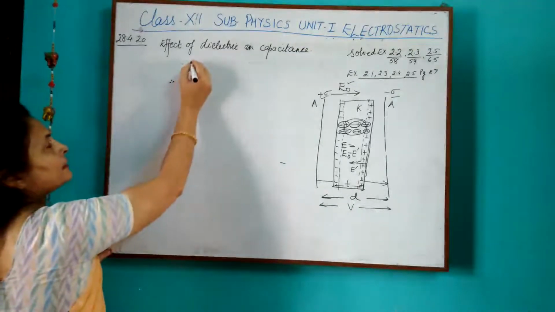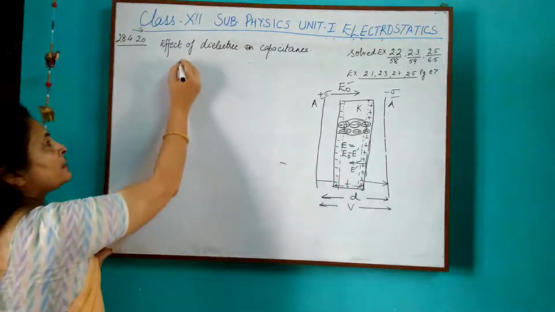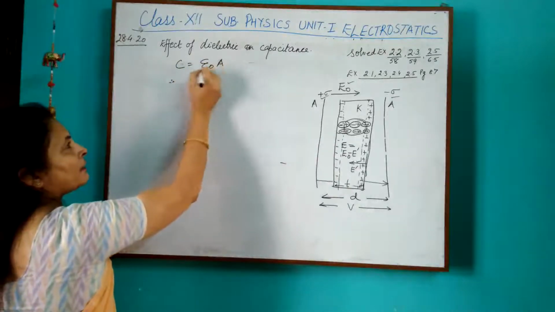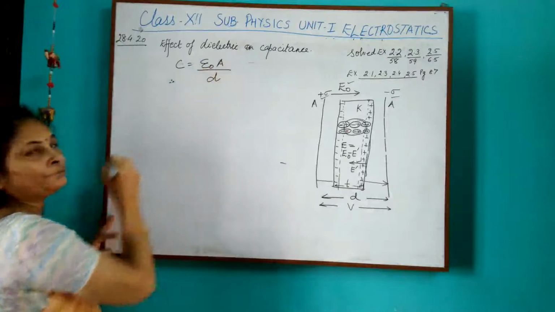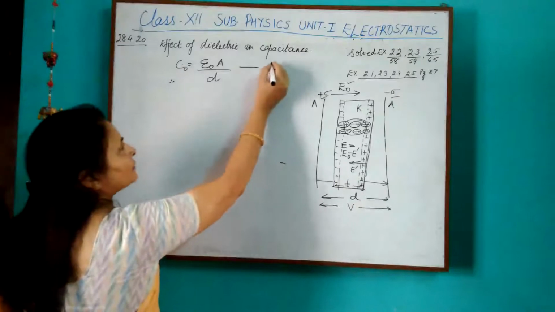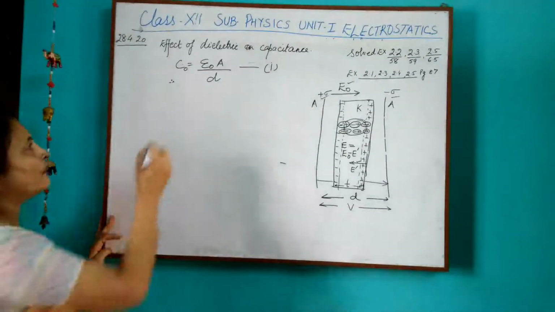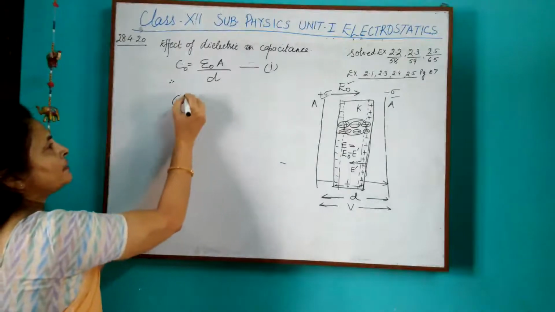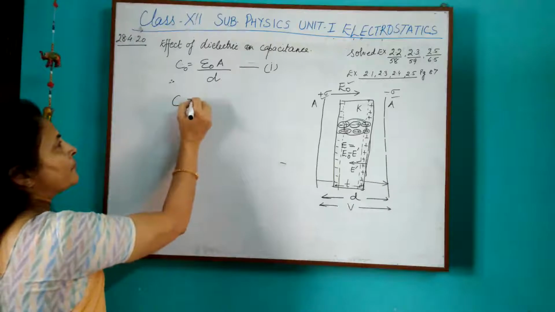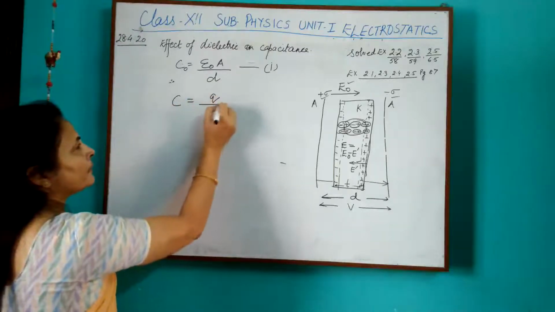Let us consider if there was only air, how much was the capacitance? We already know, epsilon naught A upon D. This you can take as, say, C naught. This is your equation number 1. Let us now consider the new capacitance, say C. How are we going to calculate it? Q upon V.